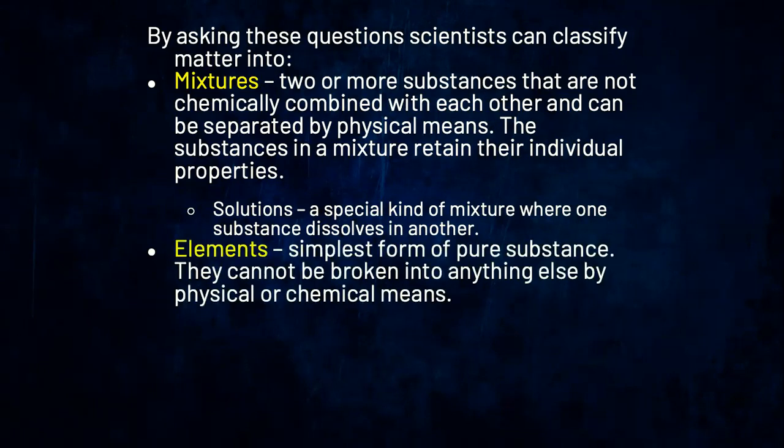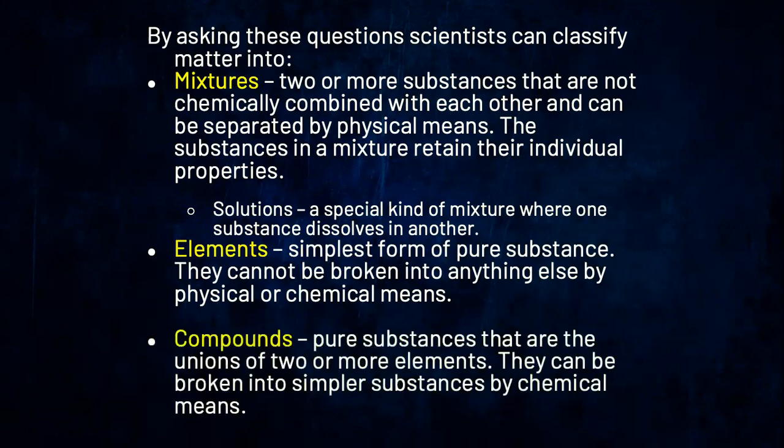Next, we have element. Element is the simplest form of pure substance. They cannot be broken down by anything else, be it physical or chemical. So as long as this particular matter cannot be broken down, the simplest form found in the periodic table is called an element. All right.